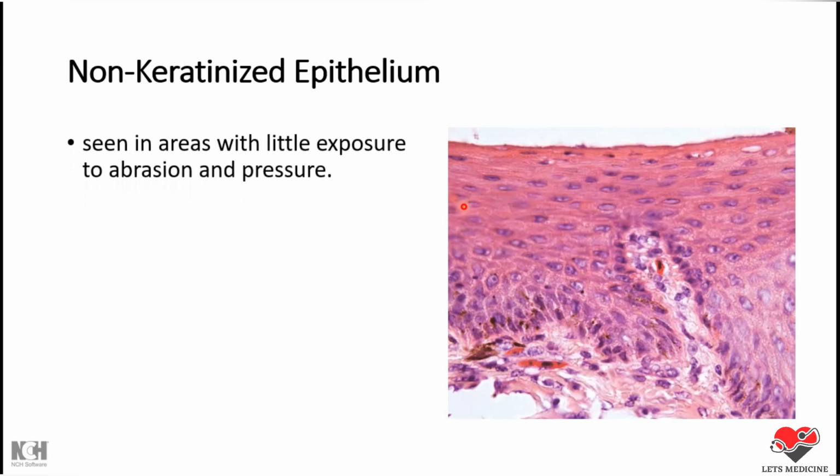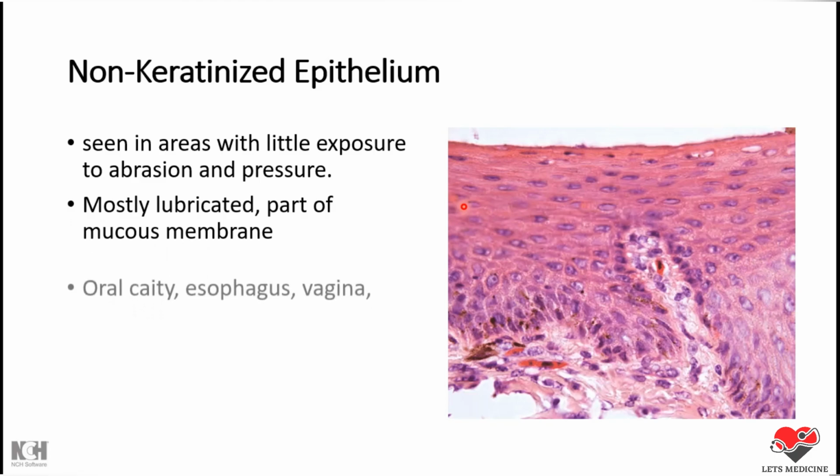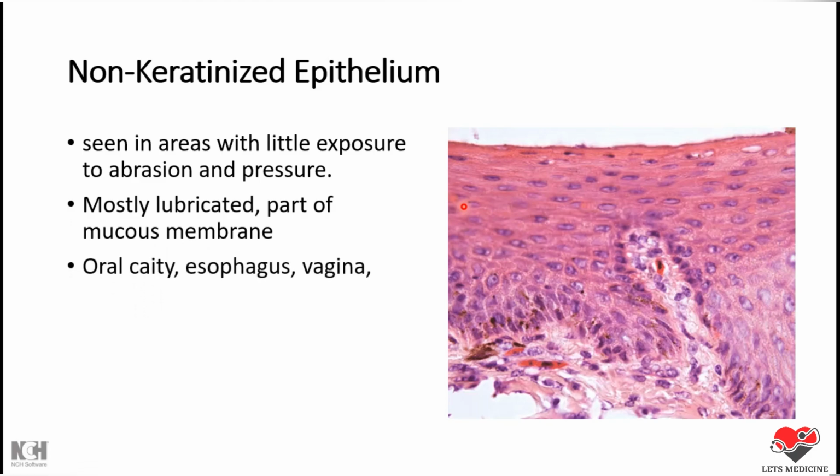A non-keratinized type of stratified squamous epithelium is seen in those areas of the body which have little exposure to abrasion, pressure and environmental wear and tear. Mostly it is present in the mucous membrane where it is fully lubricated. The locations where you can find non-keratinized epithelium are your oral cavity, the lining of your esophagus, and your vagina.